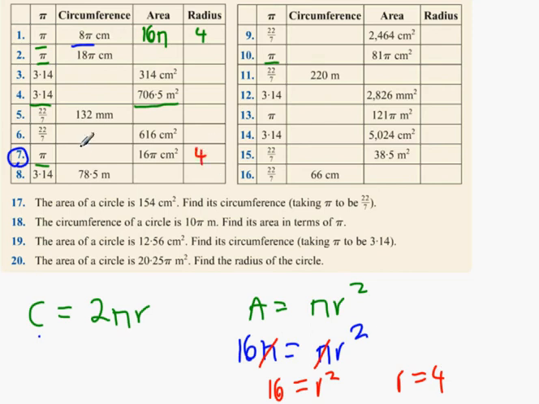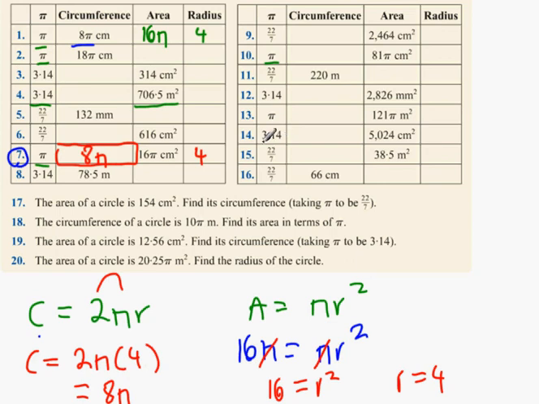Now, what is the circumference? This part here. Circumference, anybody? Circumference equals 2 times pi times 4, so 8 pi. You getting the hang of this?